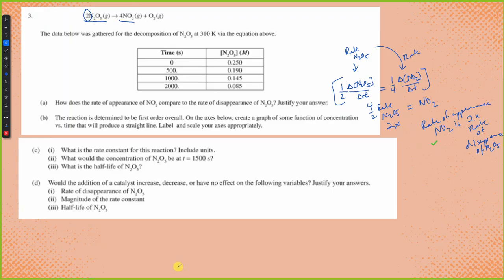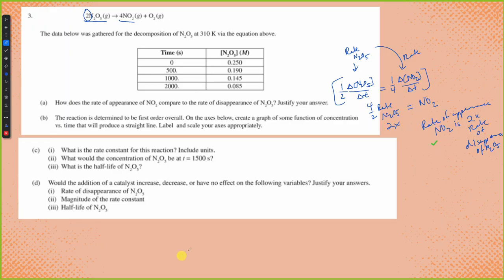So can we solely use the mole ratio as our justification for the answer? Yes, I believe so. Thank you. So the reaction is determined to be first order. Overall, on the axes below, create a graph. It doesn't look like we have axes here.